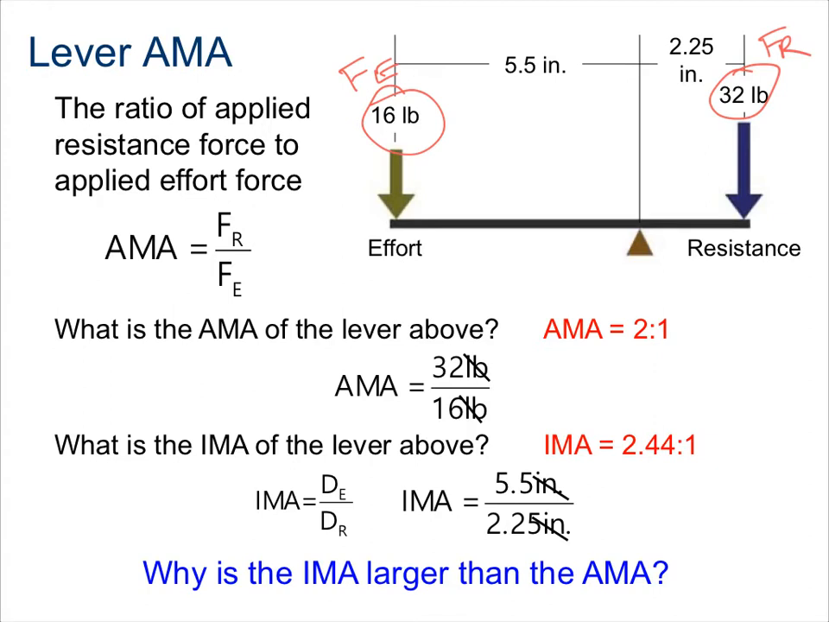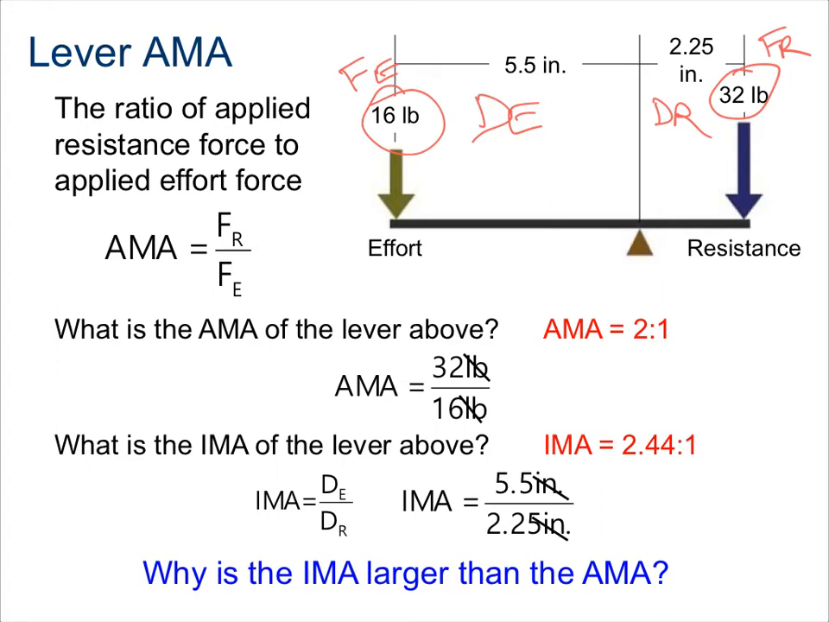If I asked you to calculate the ideal mechanical advantage of the lever above, we would use distance of effort divided by the distance of my resistance. So the distance of my effort is 5.5 inches. The distance of my resistance is 2.25 inches. If we divide those, again, the inches cancel out, and we get an ideal mechanical advantage of 2.44.